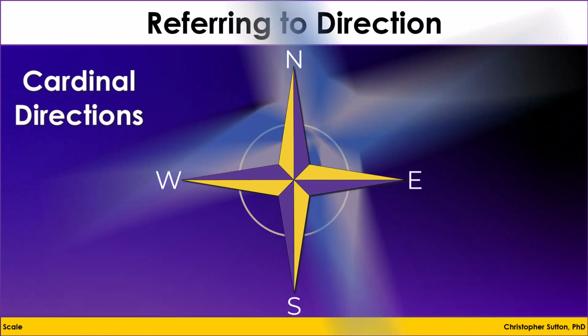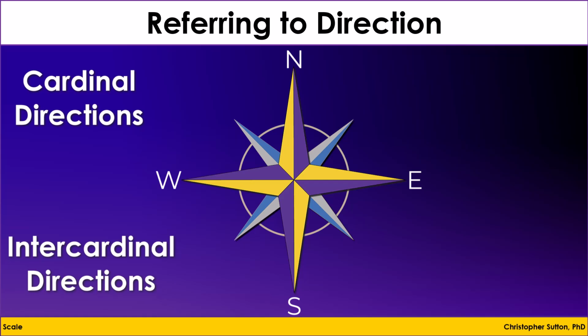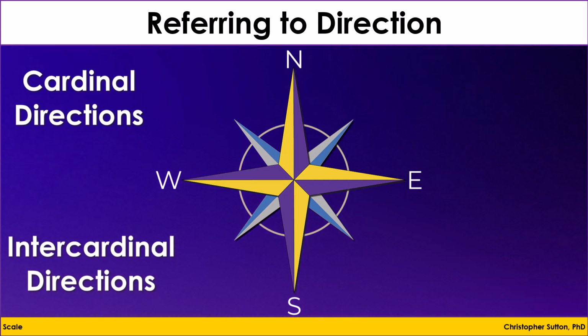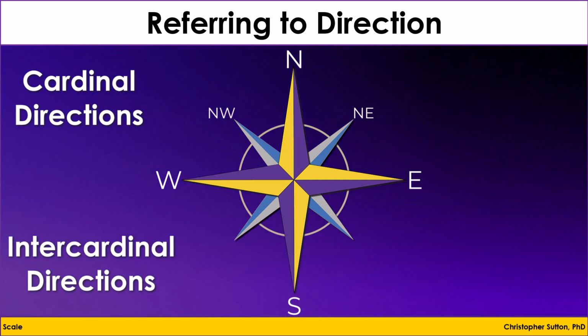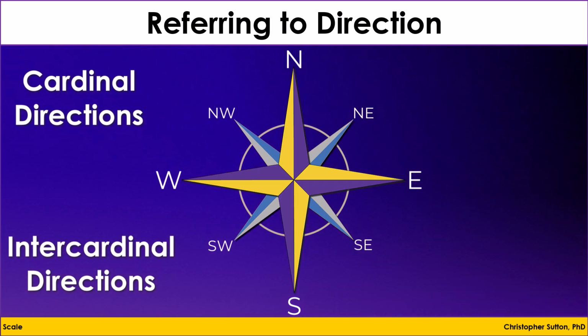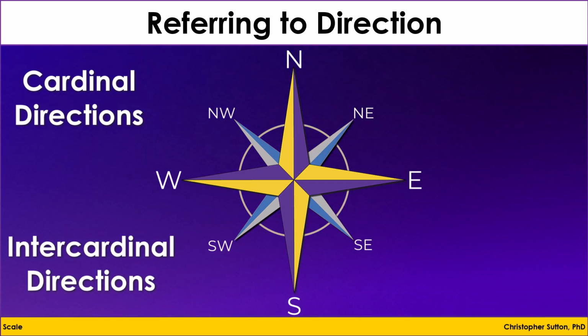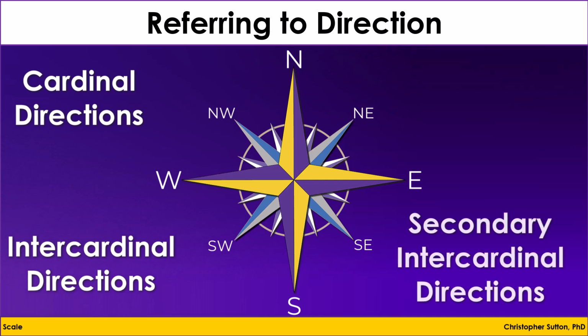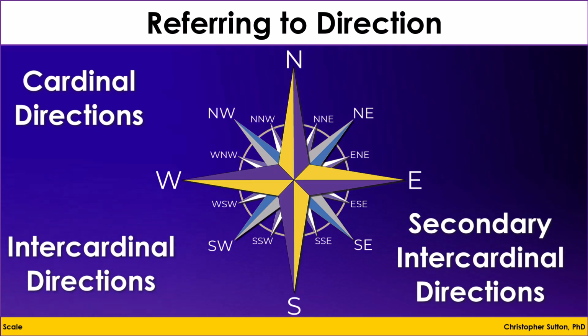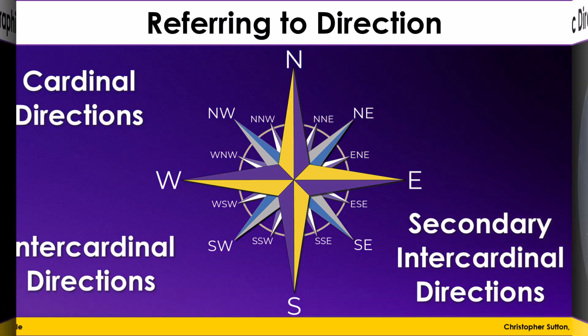Halfway between the cardinal directions are the intercardinal directions. These are northwest, northeast, southwest, and southeast. Halfway between the intercardinal directions and the cardinal directions are the secondary intercardinal directions. These include north by northwest, south by southeast, and so on.